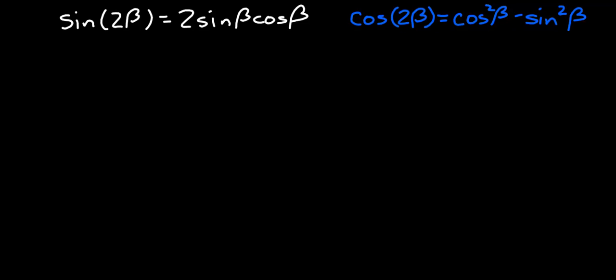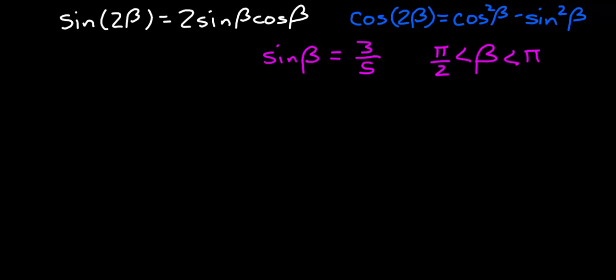Okay? Now, what I want to do is look at an example of how these would be used. So, let's suppose that we're given that sine beta is equal to 3/5, and let's suppose further we're told that beta is in quadrant 2. It's somewhere between pi over 2 and pi. And what we want to do is find sine 2 beta and cosine 2 beta.